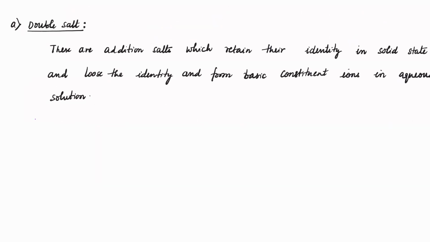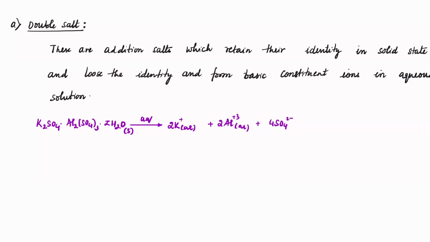if you take any typical double salt like K2SO4·Al2(SO4)3·xH2O. This is how double salts usually are represented. In solid state, the minute I add it to aqueous solution, you would notice it will convert into 2K+ aqueous ions, 2Al3+ aqueous ions, and 4SO4 2- aqueous ions.